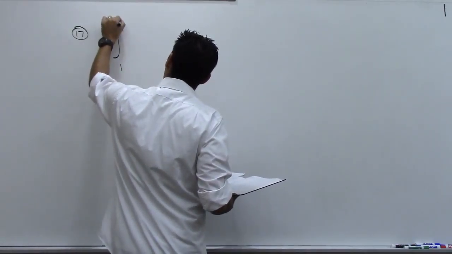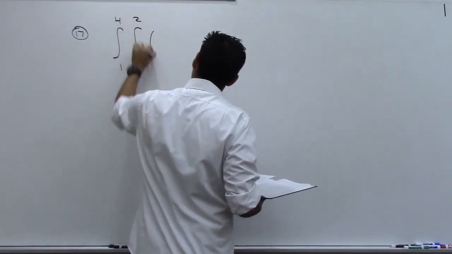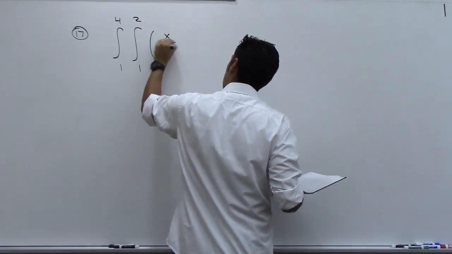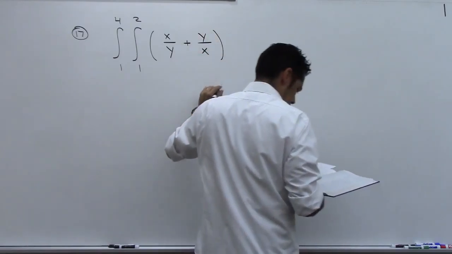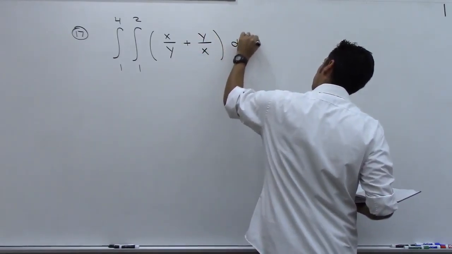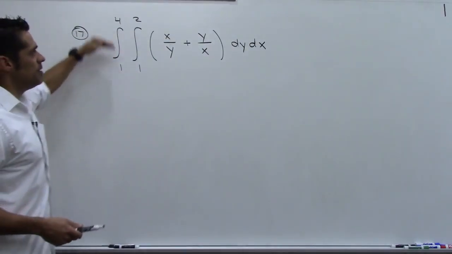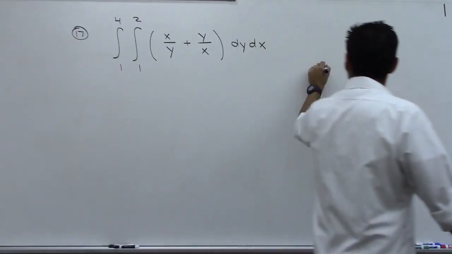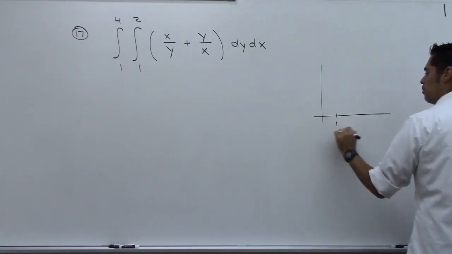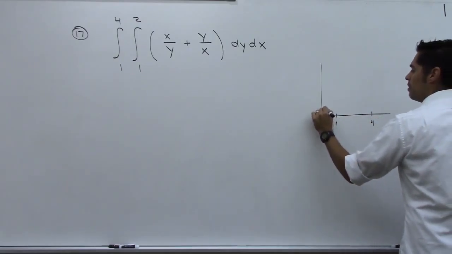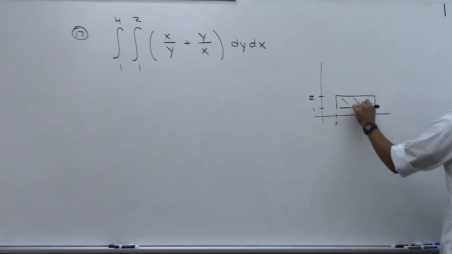Integral 1 to 4, integral 1 to 2, x over y plus y over x, dy dx. Now I know I'm integrating over a rectangle because of my limits of integration. I'm just stating this to state it. I already know that my x's are between 1 and 4, and my y's are between 1 and 2. So I know I'm integrating over that region right there.